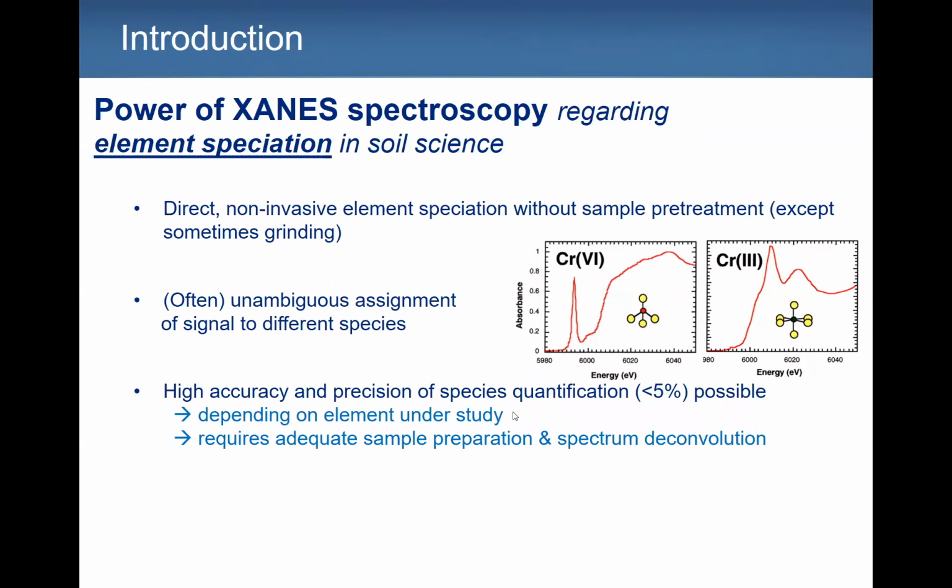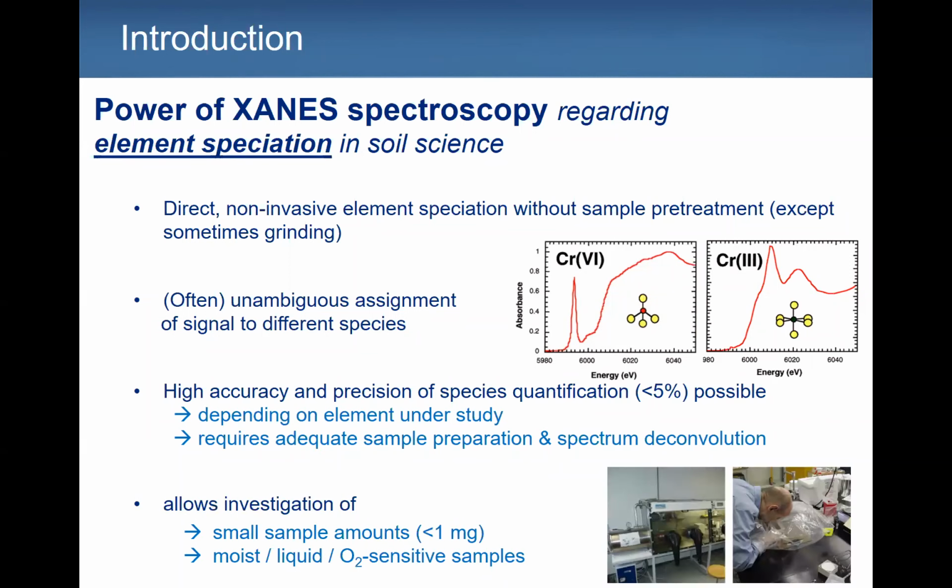And if you conduct these analyses carefully and use appropriate protocols, you can really speciate elements with a high accuracy and precision, with errors of less than 10%, or even in some cases less than 5%. Of course, this depends on the element under study, and you have to conduct adequate sample preparation and spectrum deconvolution techniques.